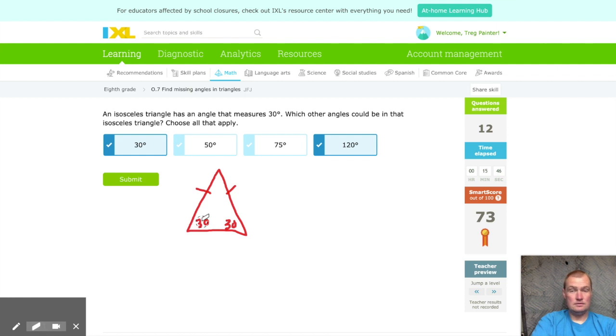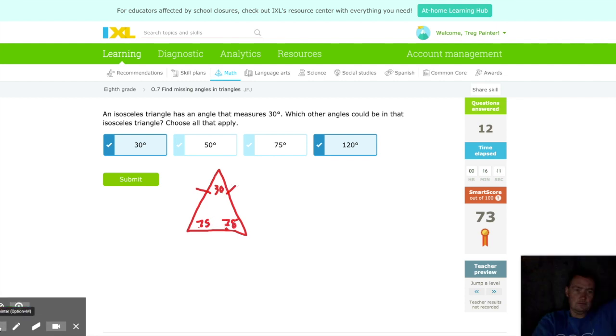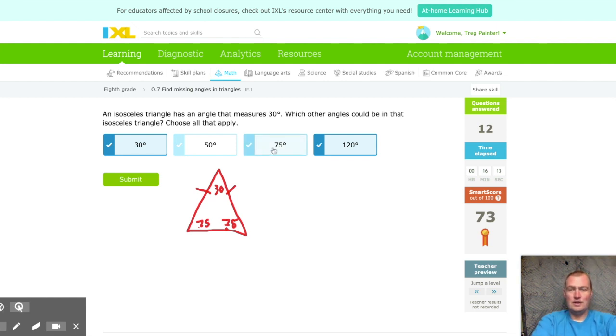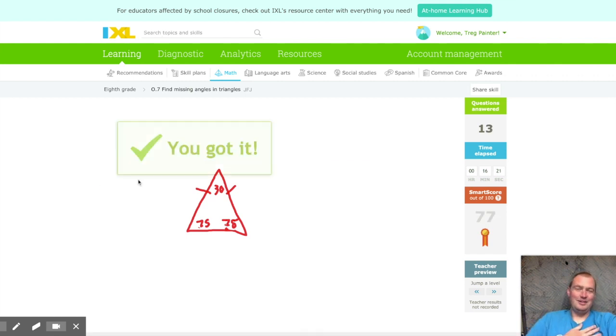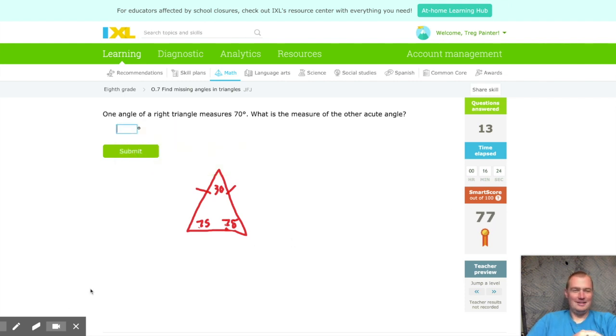Now, I'm going to go ahead and delete those 30s. What if the 30 was up here? So you have 180 minus 30, which would lead you to 150. But 150 divided by 2 would give you 75 and 75. Get it? Because all the angles still add up to 180. So in this case, we're going to choose 30, 75, and 120. I hope I'm right this time, because last time I fell back. There we go, 77. Almost there.